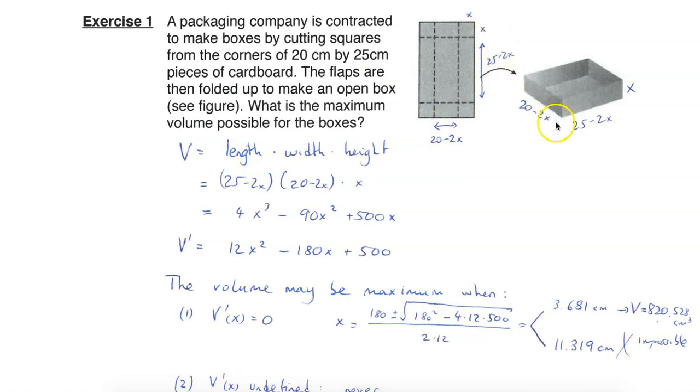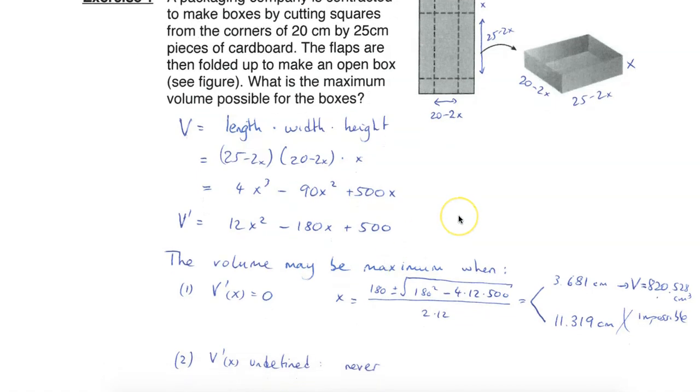When we place these values on the box itself, this is what it looks like. So we can multiply 25 minus 2x times 20 minus 2x times x and get the volume of the box. It is very convenient here to distribute because when we have a polynomial, it is so easy to differentiate. V equals 4x cubed minus 90x squared plus 500x, and the derivative is V prime equals 12x squared minus 180x plus 500.